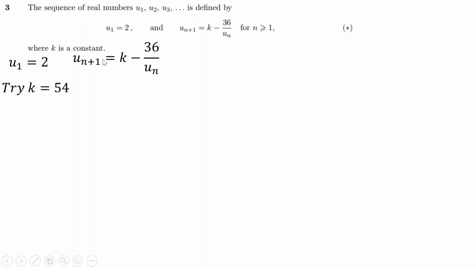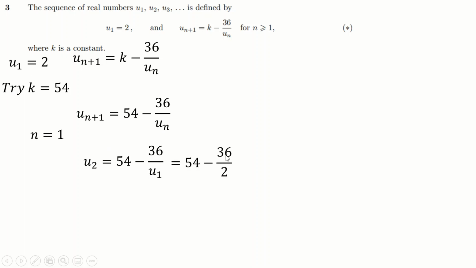We've got the first term is 2, and then this is what's called a recurrence relation. You've probably seen something similar at GCSE, but let's lay it out really heavily. So u(n+1) is, I've made k 54, so I'm just going to put that in there. Now if n is 1, then I have u2 equals 54 minus 36 over u1. But I know what u1 is, it's 2, so I put that in. 36 divided by 2 is 18, and I get 36.